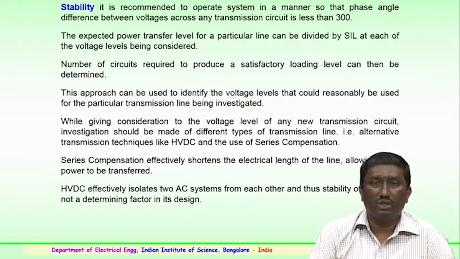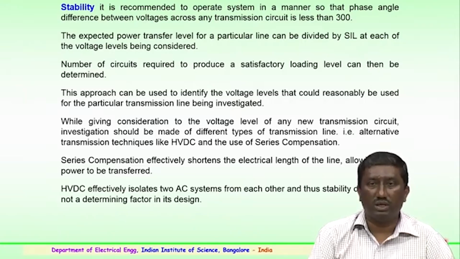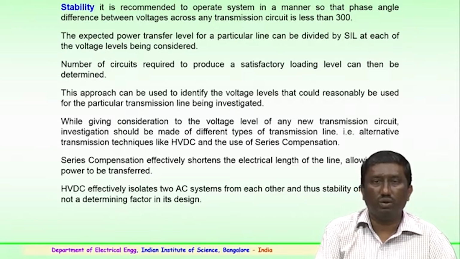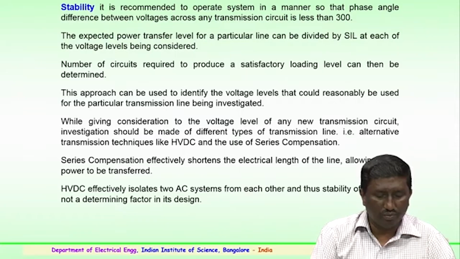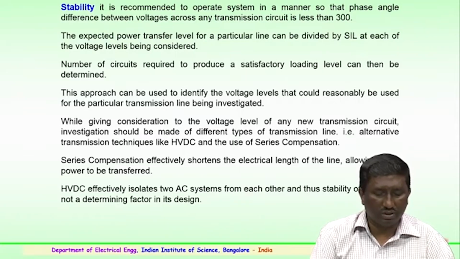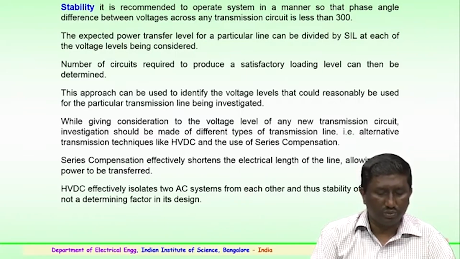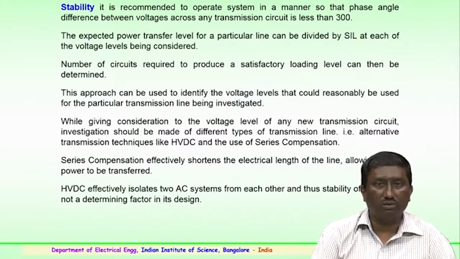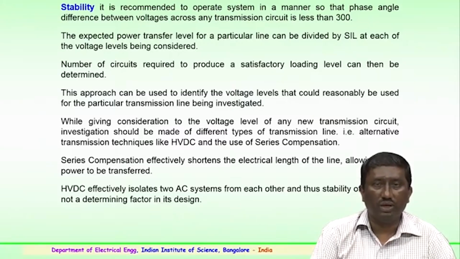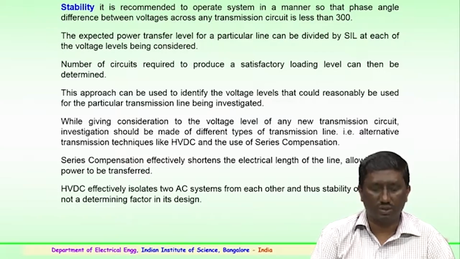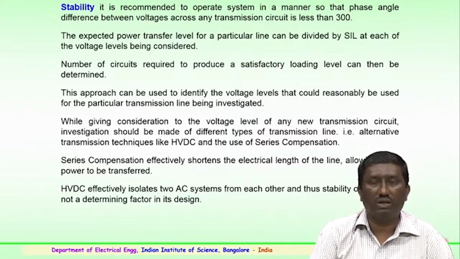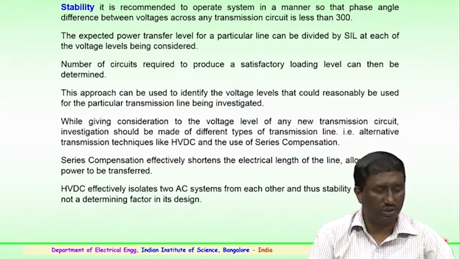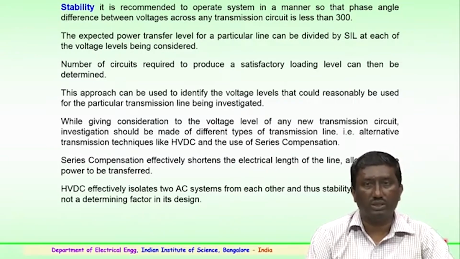Series compensation effectively shortens the electrical length of the line and allows more power to be transferred. That is very, very important with the help of the series compensation. Then in case of high voltage DC, it effectively isolates two AC systems from each other, and thus the stability of the link is not a determining factor in the design. So, this is to be noted: in case of HVDC, it isolates two AC systems.